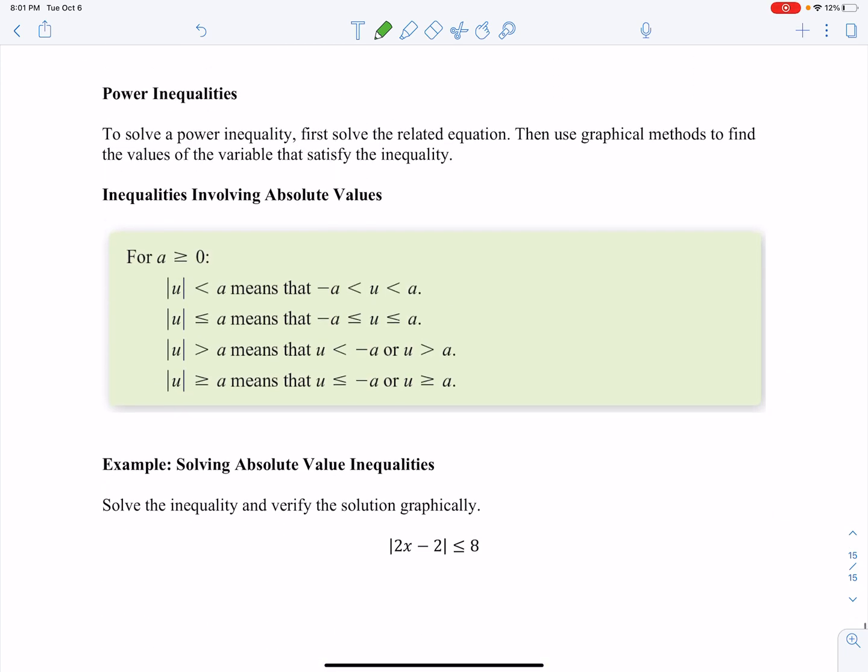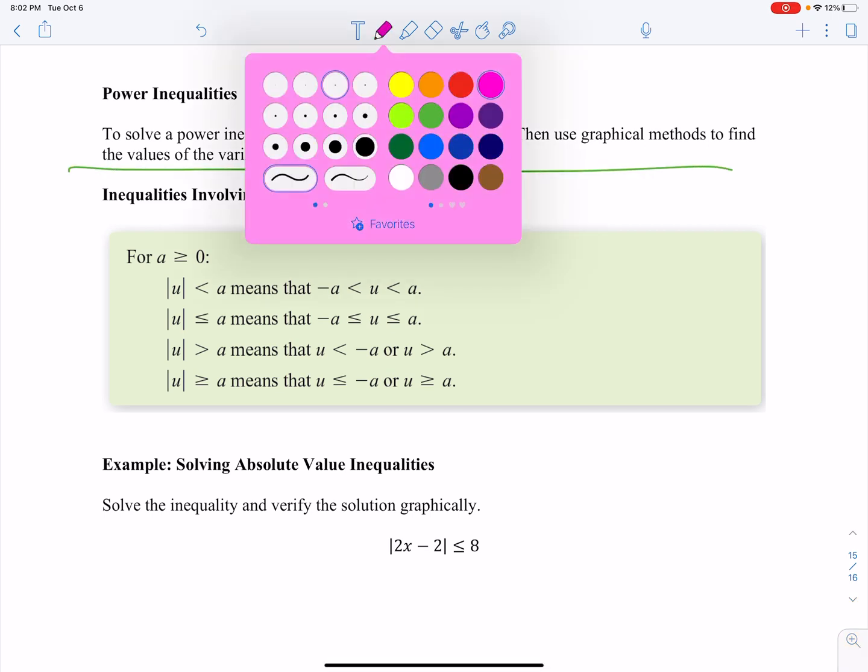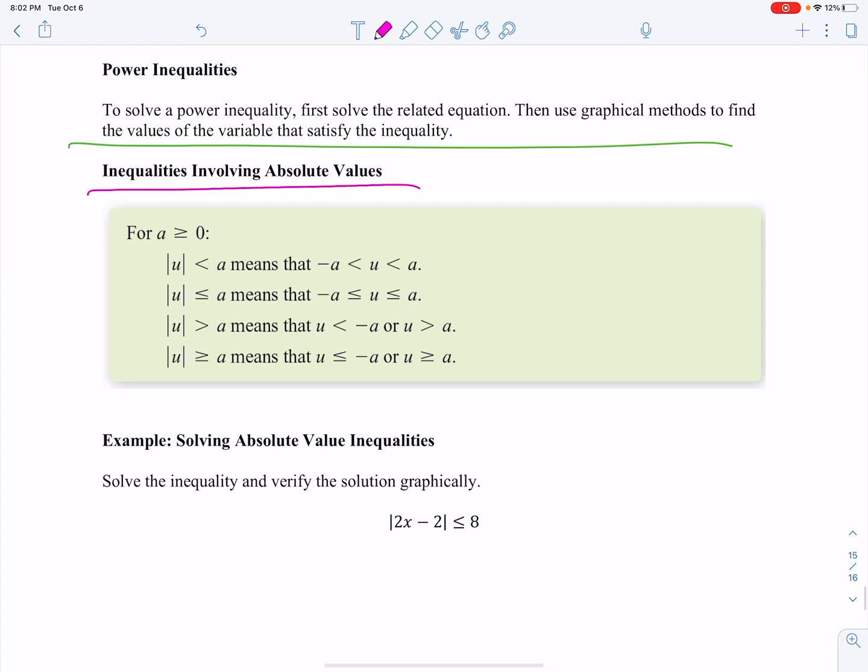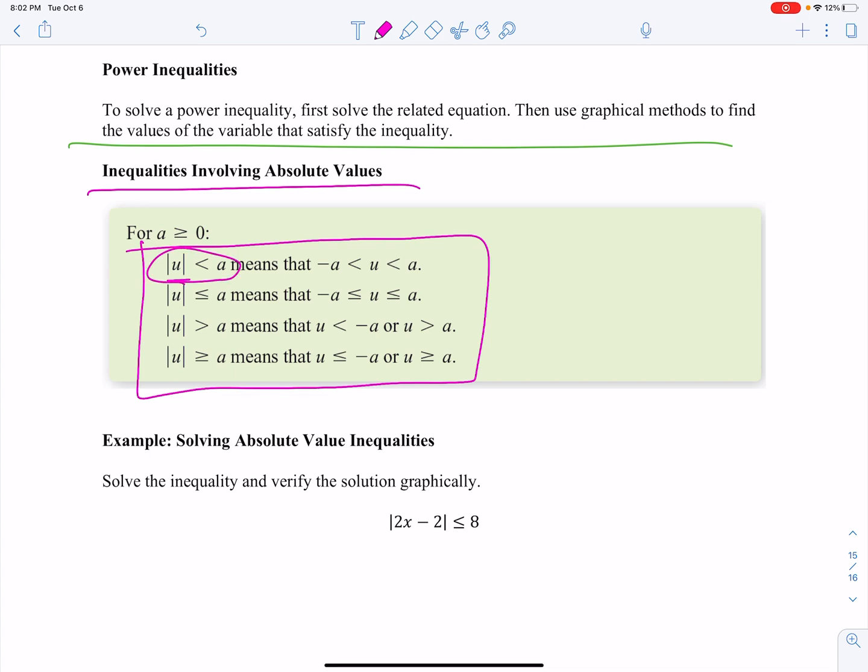All right, and we have power inequalities. To solve a power inequality, first solve the related equation, then use graphical methods. We're not going to talk too much about that, but we are going to talk about inequalities involving absolute values. For absolute values, you're familiar with this. These are just different ways to write absolute values. This is the most common one you'll see, the absolute value of u less than a. It just means that u is between negative a and a. You can see the other three are very similar to that.